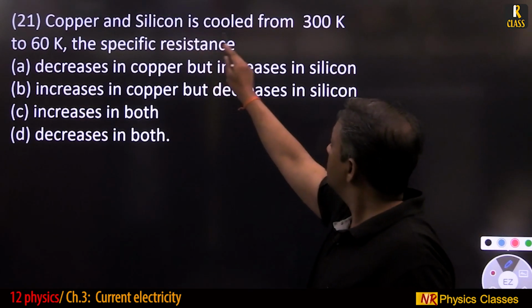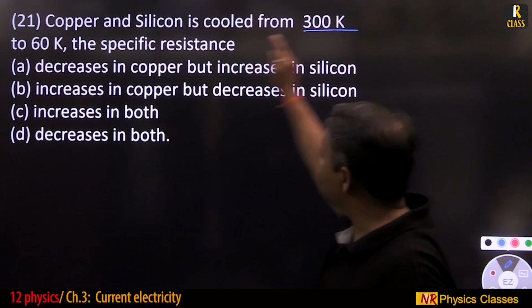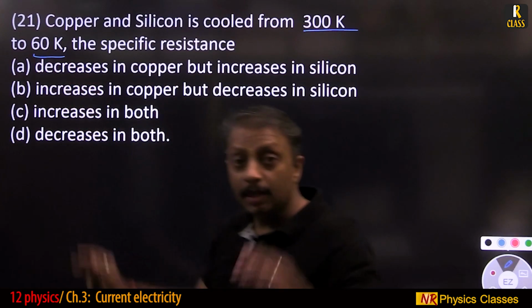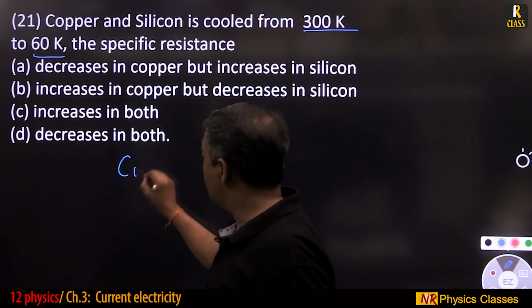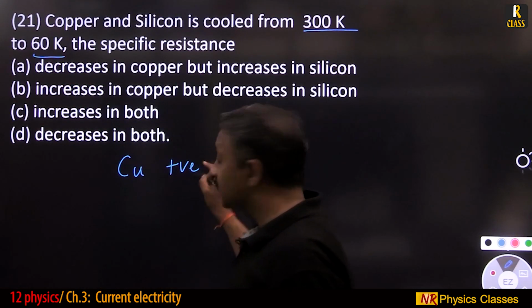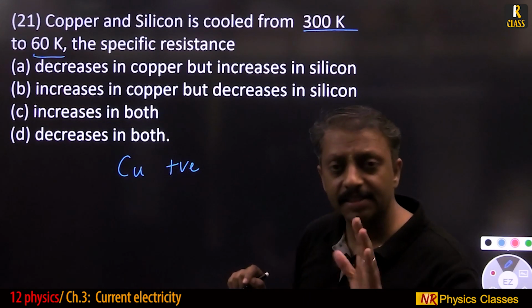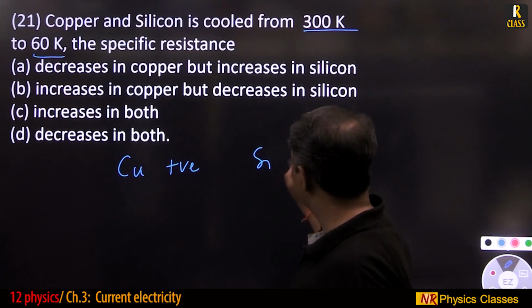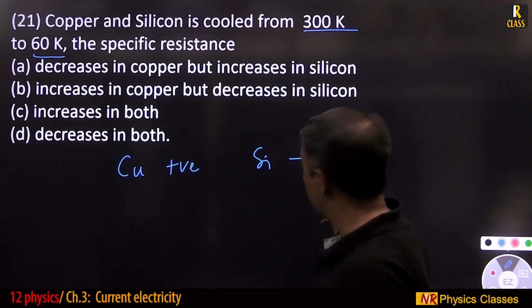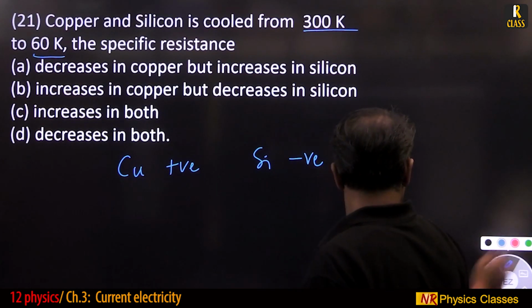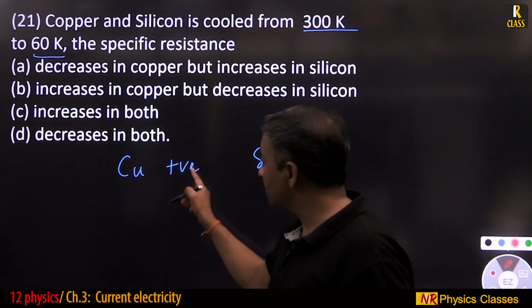Copper and silicon are cooled from 300 Kelvin to 660 Kelvin. Copper has a positive temperature coefficient of resistance, it's a metal. Silicon has a negative temperature coefficient of resistance. What do you mean by positive temperature coefficient?